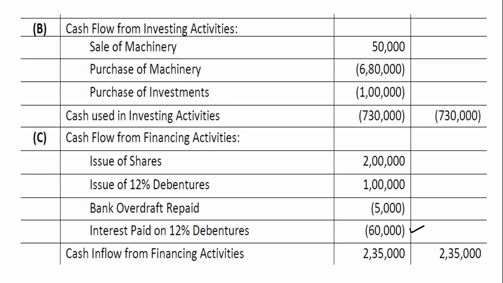Now the cash flow from investing activity, from the previous video you would have learned the sale proceeds of machinery 50, purchase of machinery outflow of 6,80,000, purchase of investment 1 lakh resulted in cash being used in investing activity of 7,30,000. And cash flow from financing activity in detail, you can watch that video where we show the issue of shares of 2 lakh, issue of 12% debentures of 1 lakh leading to an inflow, and an outflow on account of bank overdraft being repaid and interest paid on debentures. Ultimately, you got cash inflow from financing activity.